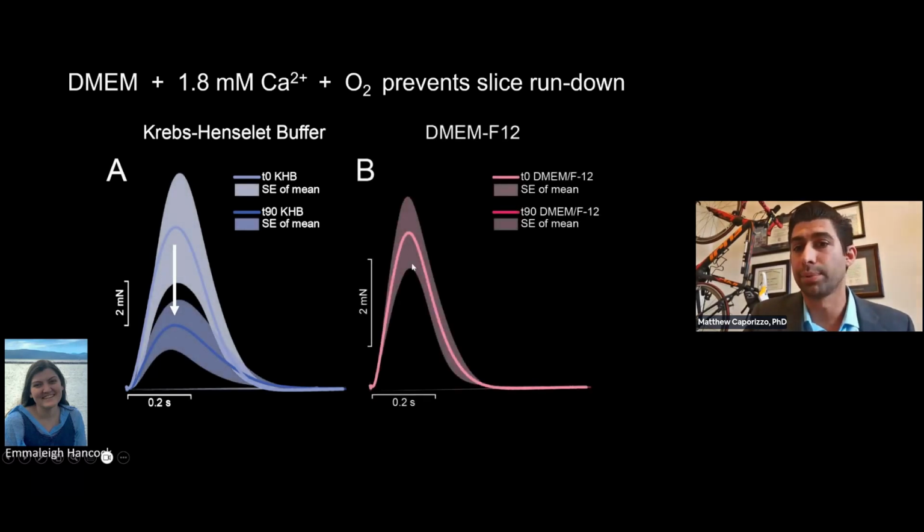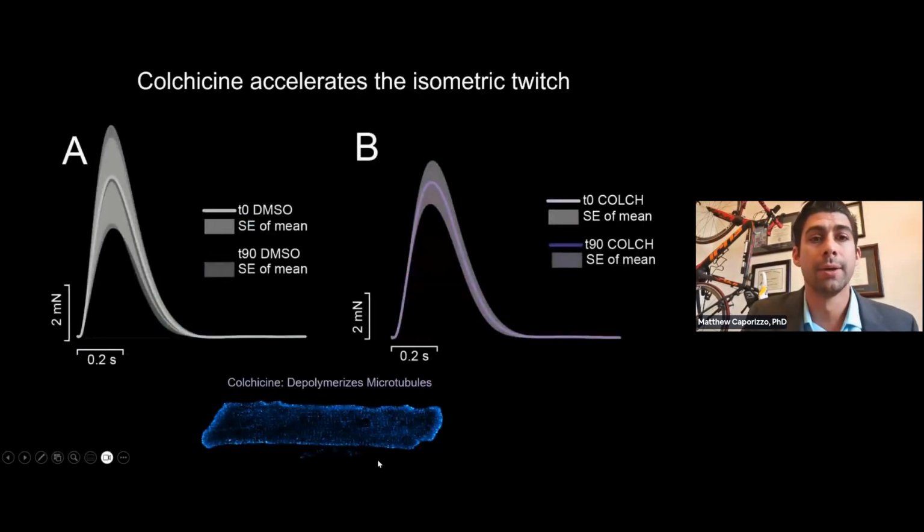And we could see that we got appreciable force generation, but more importantly, over 90 minutes, we didn't have a significant change in the total force associated with those isometric twitches at 1 hertz. This is the work of my graduate student, Emily Hancock. And so here's that DMSO trace, or the control, showing that over 90 minutes, we have a very stable contractile trace now in the DMEM with the right calcium.